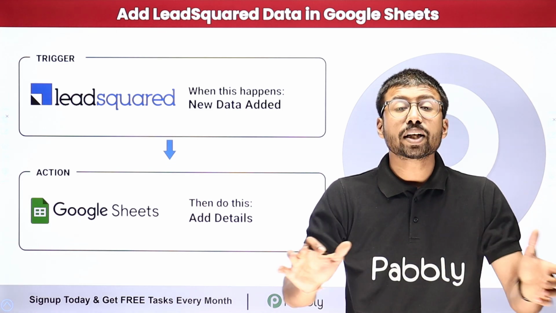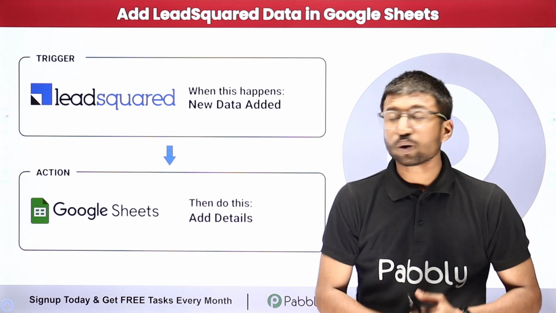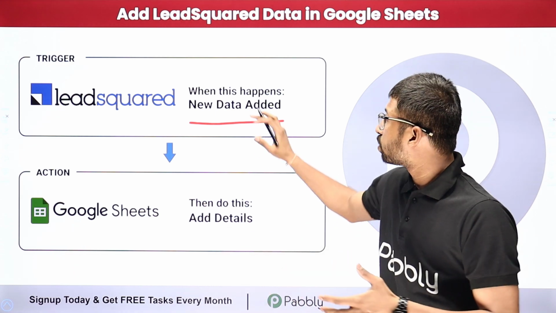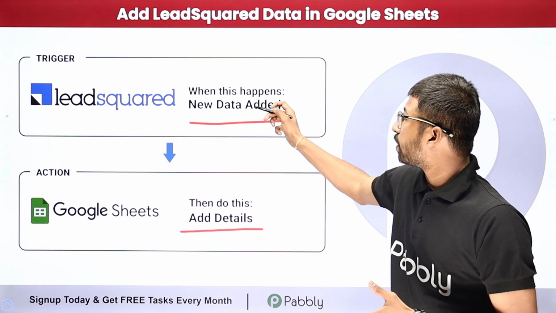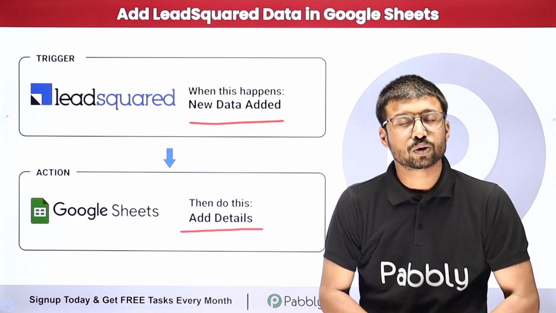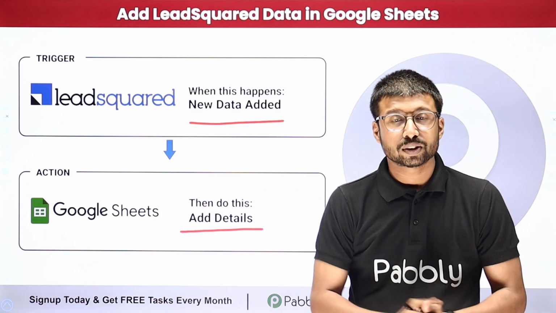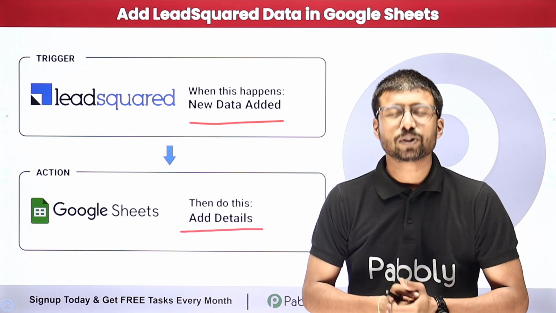So let me tell you, you can completely automate this process, and in this automation, as new data is added in LeadSquared, the details of the lead or the kind of data which we are adding will be added in Google Sheets too. Now, if you want to learn how you can set up this complete automation all by yourself, you just have to come with me to my screen.